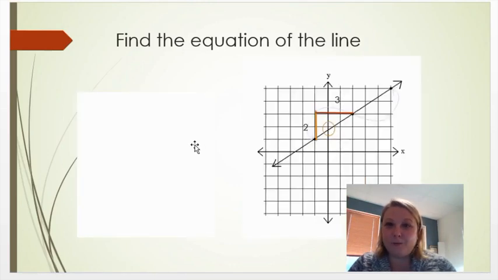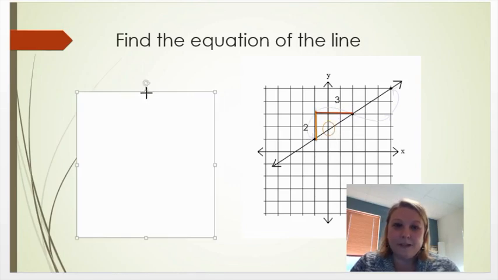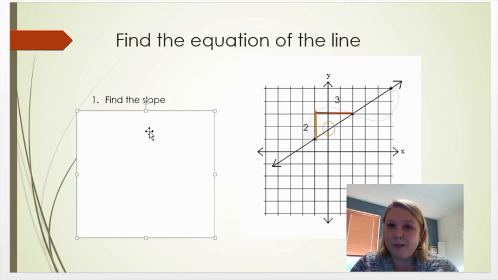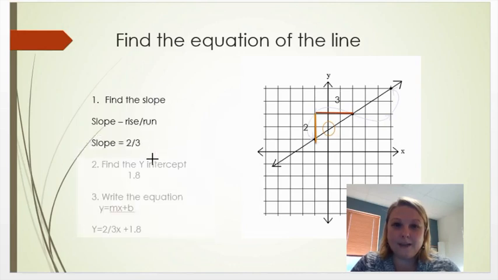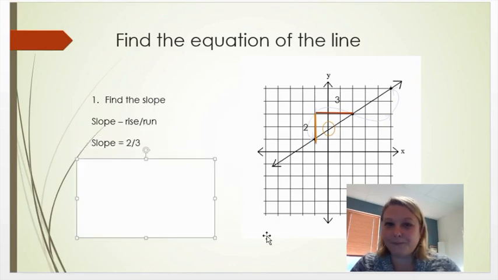So let's look at this. What's the equation of this line? What I did is there's the line, and I came up and over to make the slope, and then I saw where it crossed the y-axis. So now let's figure this one out. How do we find the slope? The slope is rise over run. I have trouble saying that. So it goes up 2 and over 1, 2, 3. So the slope of this line is 2/3.